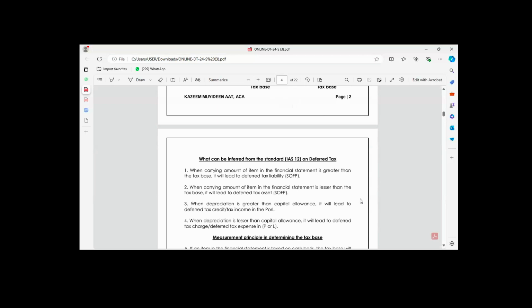What can be inferred from the standard IAS 12 on deferred tax? When the carrying amount of an item in a financial statement is greater than the tax base, it will lead to deferred tax liability in where? Statement of financial position. When the carrying amount of an item is lesser than the tax base, it will lead to deferred tax asset in the SOFP. But when depreciation is greater than the capital allowance, you will see all. Let's take question 1.